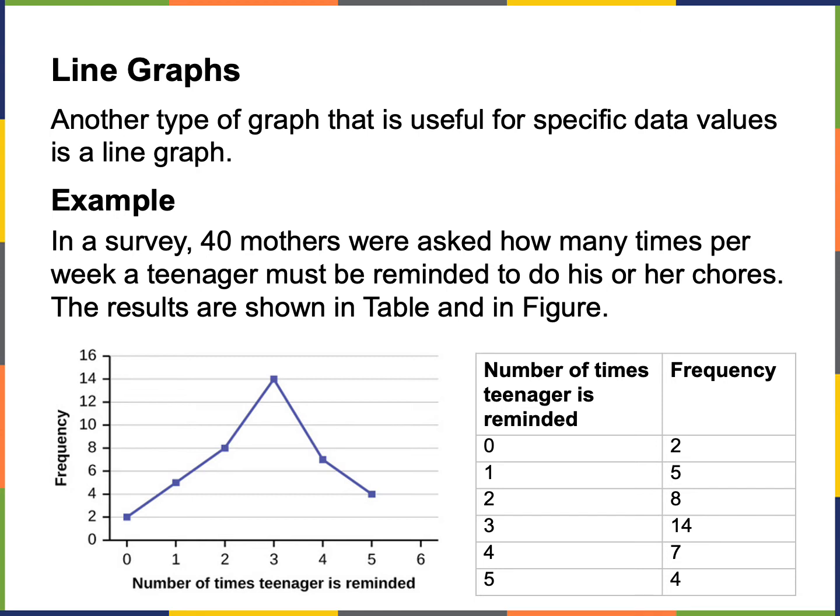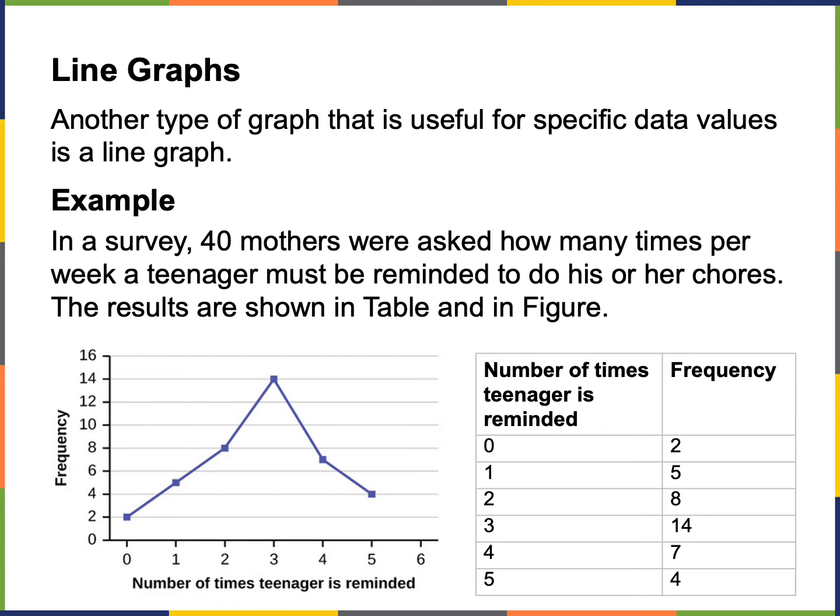This will be our X and this will be our Y values. So you have the number of times the teenager is reminded versus frequency, right? Here you have 0, where the frequency is 2. So that's the point right here, (0, 2). Then when the teenager is reminded once, five mothers said they needed to remind their teenager one time.